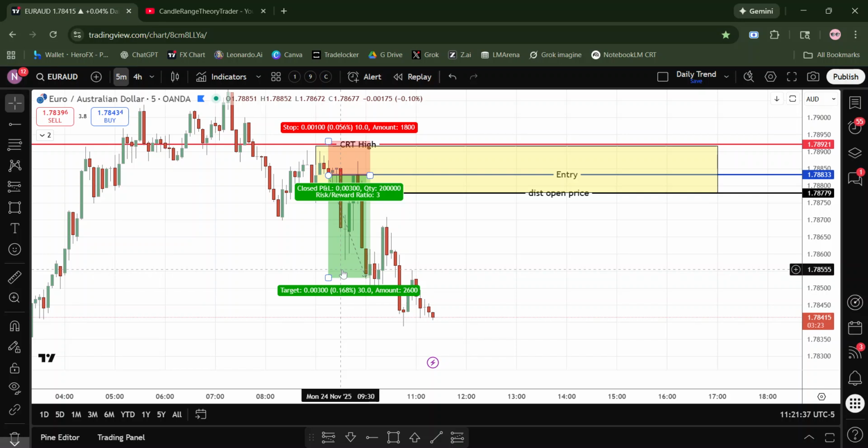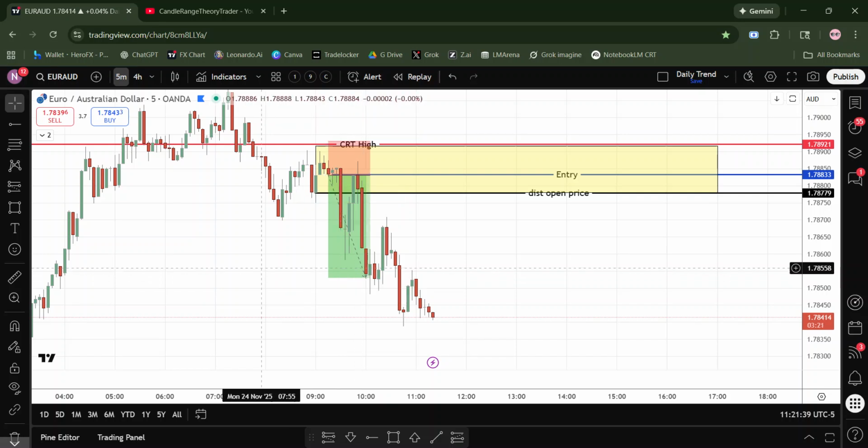Since I don't take $100 positions, I scale in. But if your account's bigger, you really don't have to scale in. It just depends on your income goals. But that was it. I'll go back to the 4-hour.